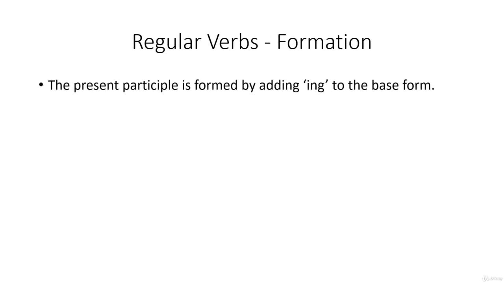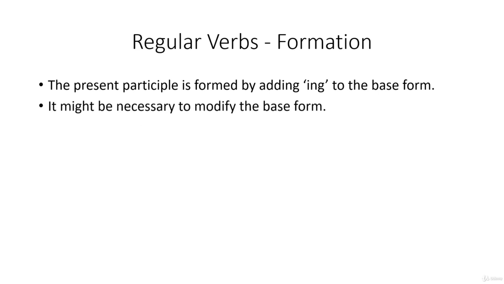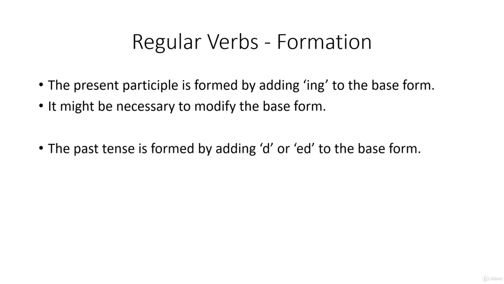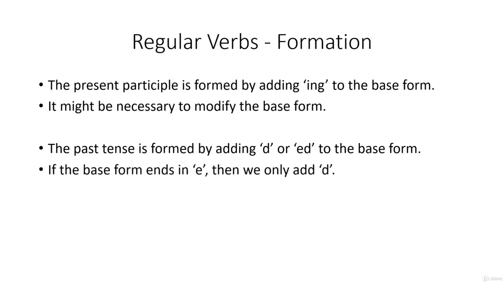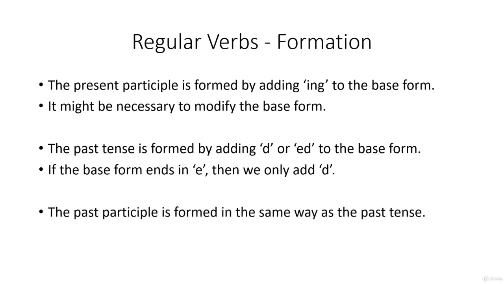So the present participle is formed by adding ing to the base form. And depending on how the base form ends, it might be necessary to make a minor modification. The past tense is formed by adding d or ed to the base form. And if the base form ends in an e, we only add a d to it. And the past participle is formed in the same way as the past tense.